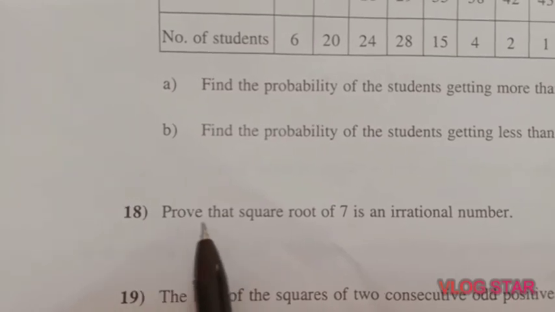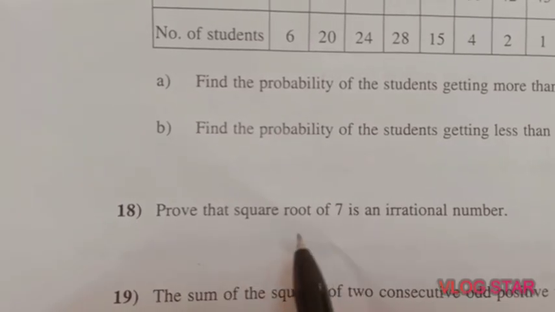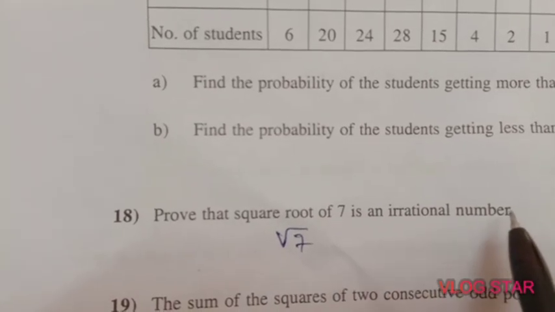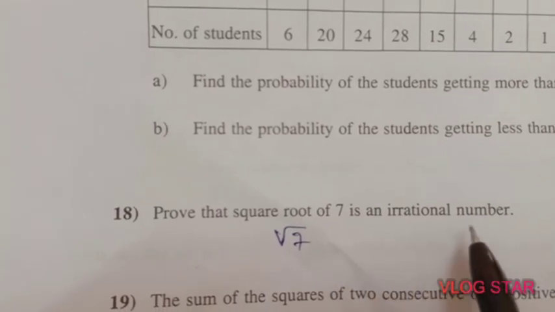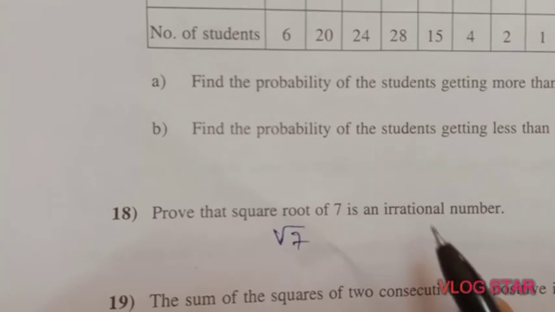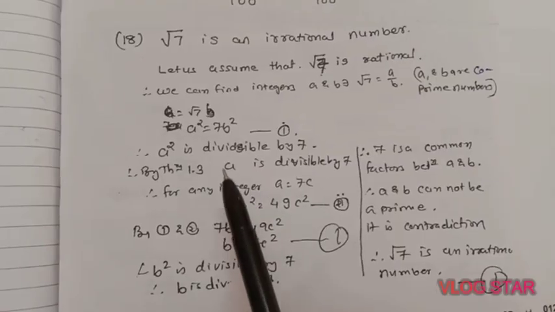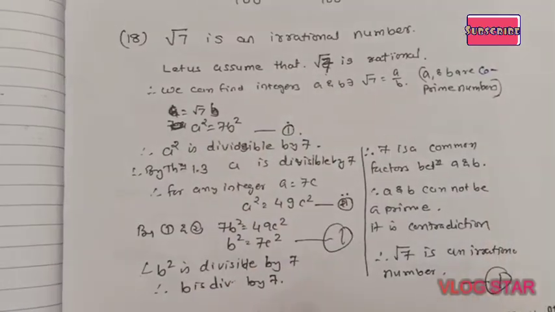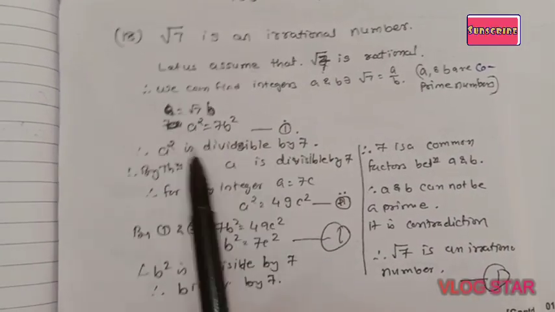Question 18. Prove that square root of 7, square root means root 7, is an irrational number. This question is of 2 marks. So it will be also solved by the same method here. So root 7 is an irrational. So this is the solution given by the government.